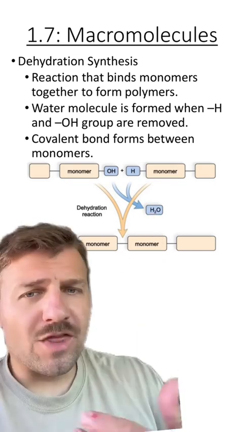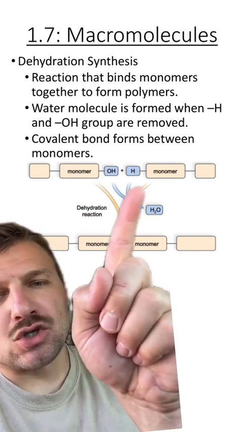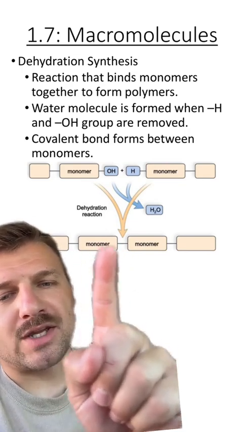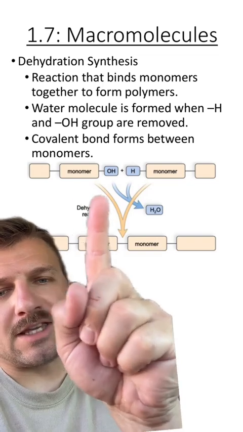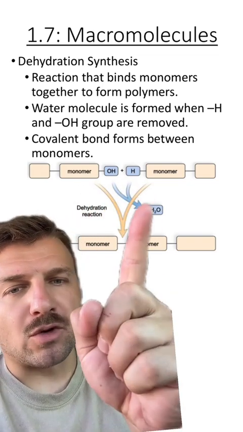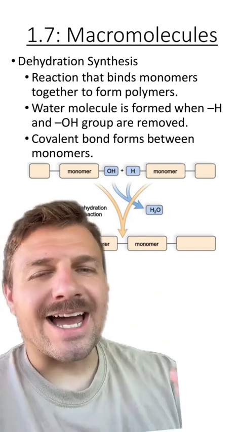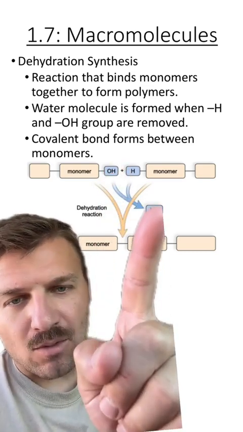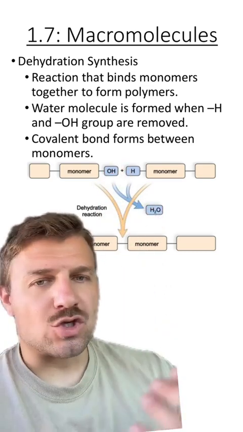form water. With this reaction, these 2 monomers are going to be bonded together to form a covalent bond between them. So again, we're taking these 2 monomers, forming a covalent bond here by removing water. This is a dehydration synthesis reaction. We're dehydrating it, we're taking out water, and we're building up a larger molecule.